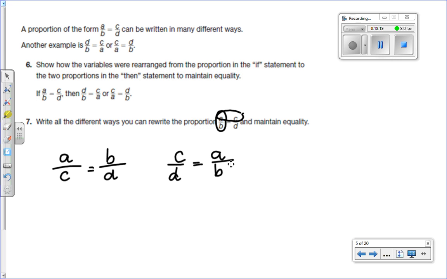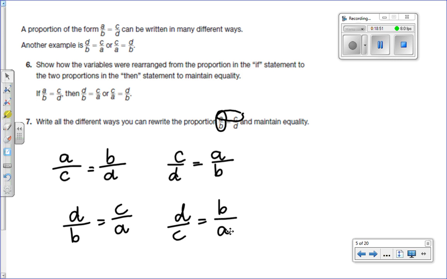We could also write, starting with D, D over B, and then C over A. Again, A and C are together, which they are here. A and B are together, which they are there. D and C here, and D and B here. We could also write D over C, and then B over A.